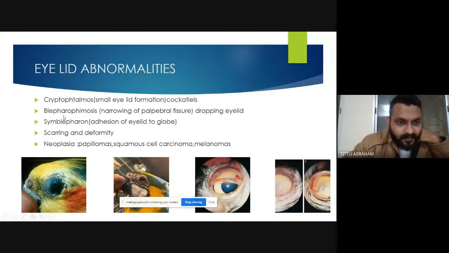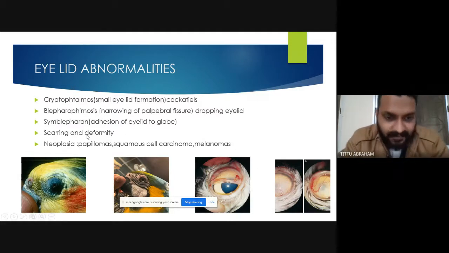Then blepharophimosis, the narrowing of the palpebral fissure. In this one, you can see the third eyelid has covered almost half of the eye. Even here, it is very difficult to correct surgically. Next one is symblepharon. You can see the entire eye is covered by the eyelid, as in the last image. In this one, we can go for surgical correction because it has been found to be effective. There is a high risk that it may affect the eye, especially the cornea, because it is in fusion with the cornea.